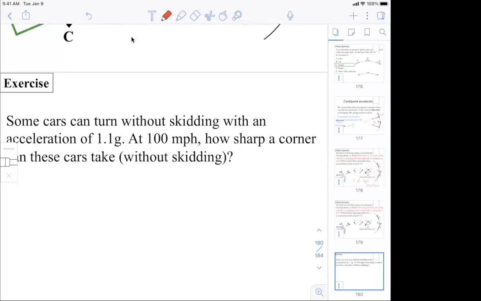So given the acceleration that you can turn without skidding is 1.1 g. So that's 1.1 times 9.8 meters per second squared. That is what you have.